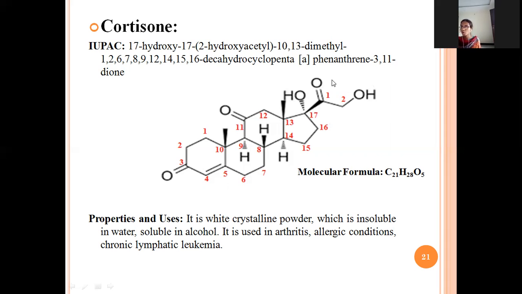So 2-hydroxyacetyl. Here 17 hydroxy, 17 2-hydroxyacetyl, 10,13 dimethyl, cyclopentaphenanthrene 3,11 diol. So this is the structure and IUPAC name of the corticosteroid.